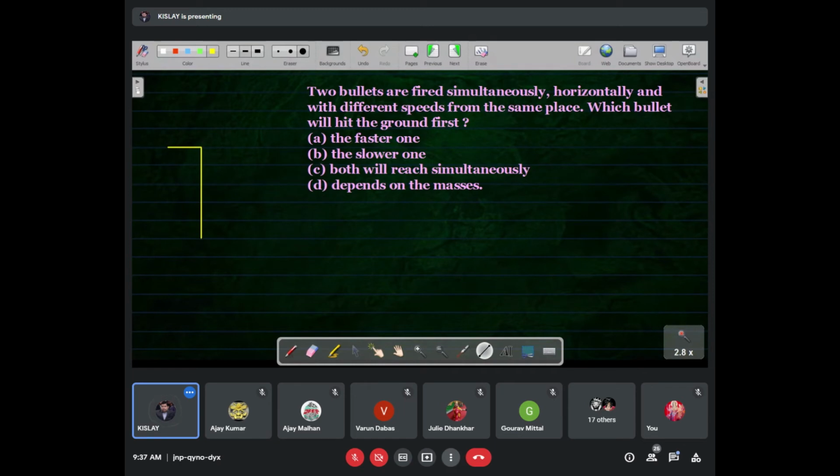Suppose bullets are fired from this height. Here we have fired the bullets. One bullet is with the lowest speed, so it has to fall here nearer to the base, and one has the higher speed. It means it has to go at a longer distance from the foot. Here means first bullet and second bullet.